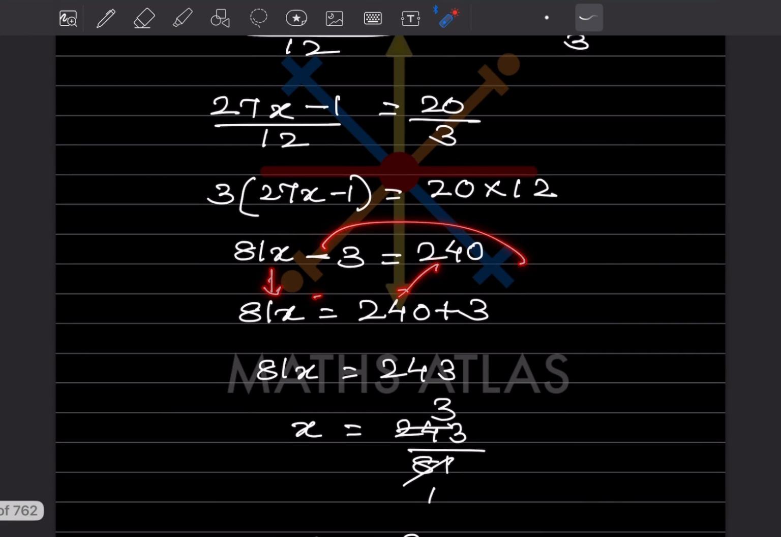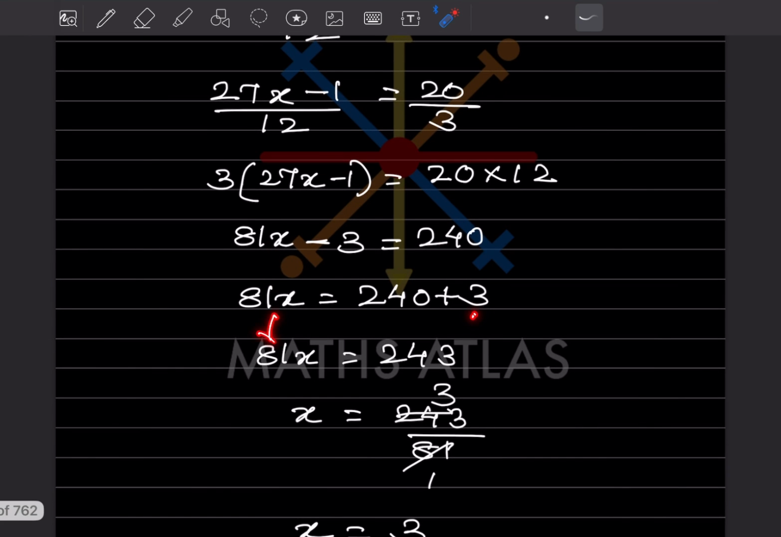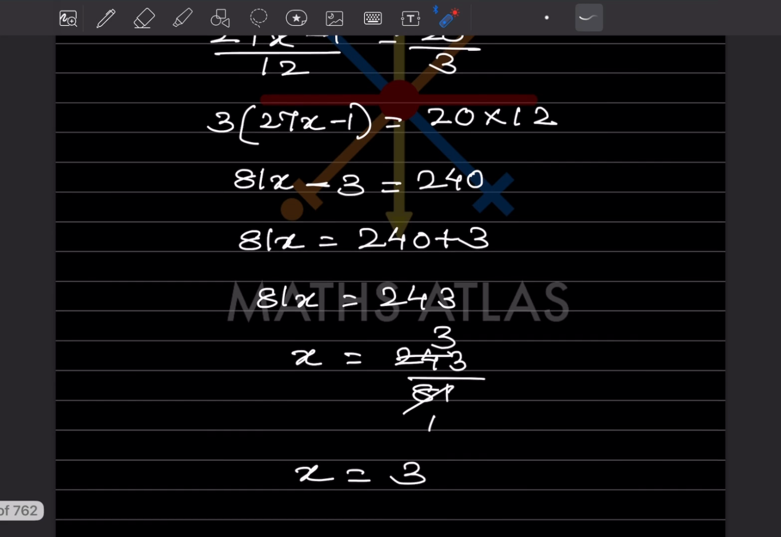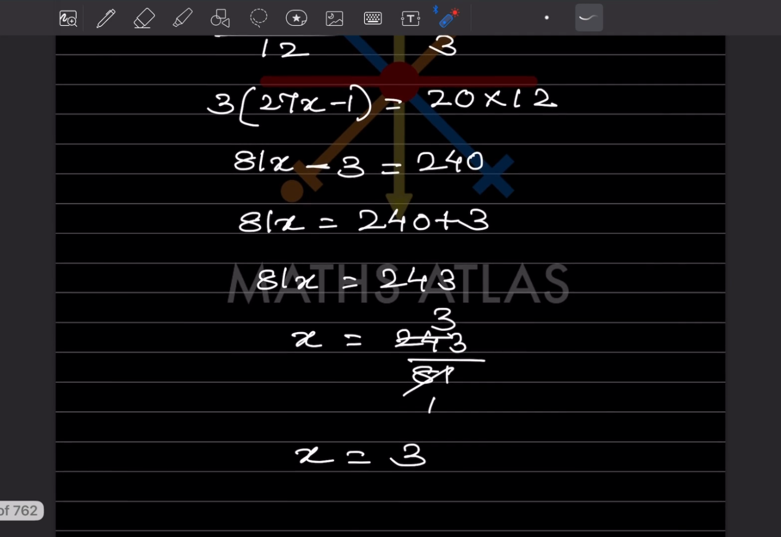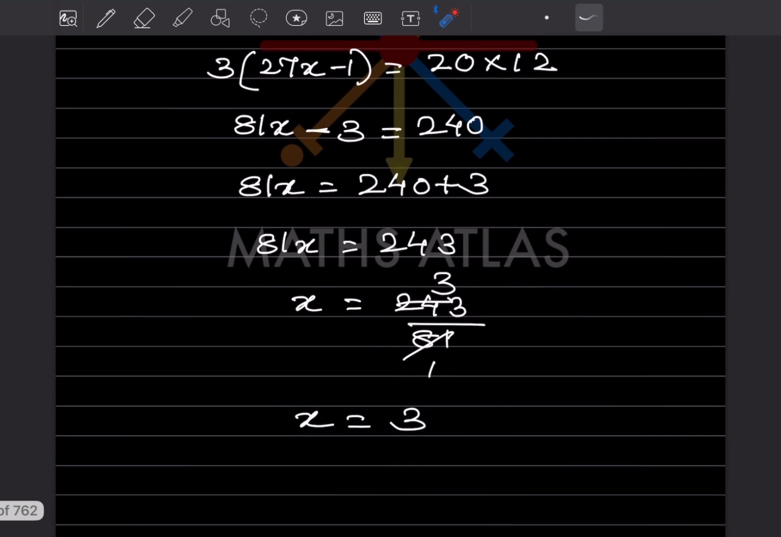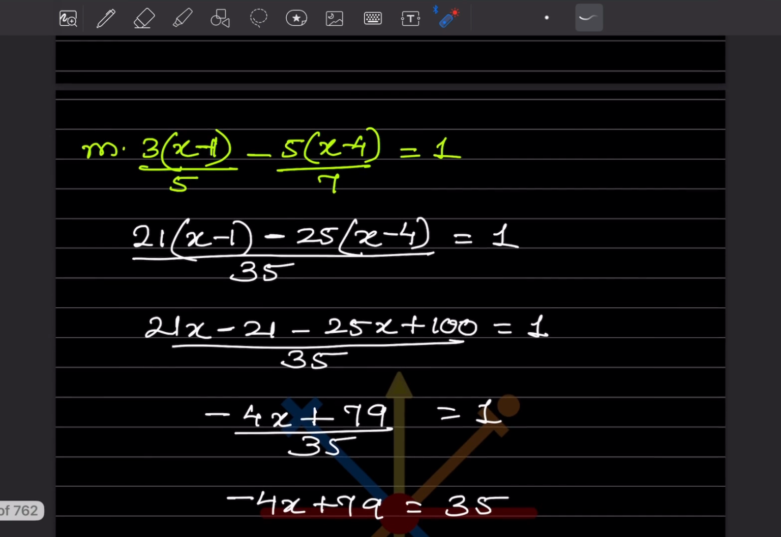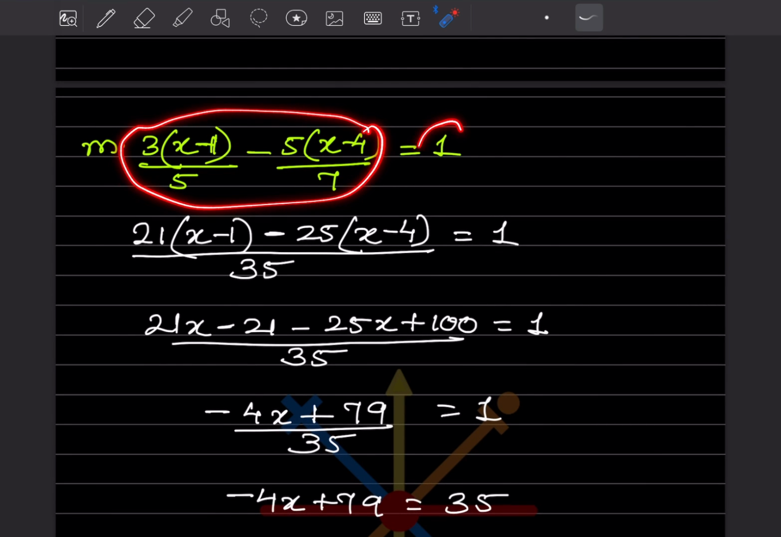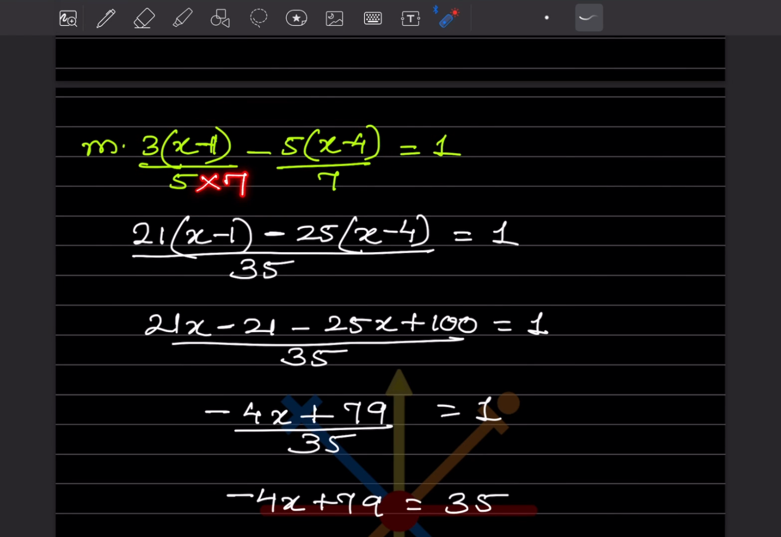This will go on the other side, that is going to be plus 3. So 81x will be 243. So x will be 243 by 81, which is going to be x is 3. Now again, this is the left hand side and this is the right hand side. So the LCM for this is 35. So this should be multiplied by 7 and this should be multiplied by, again this 7, this by 5.